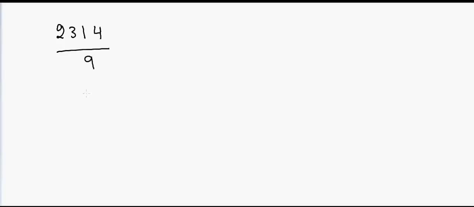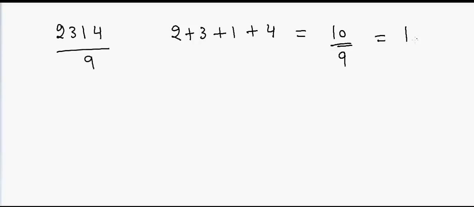In that case, what we will do is add all these 4 digits together. So 2 plus 3 plus 1 plus 4, that will give me 5, plus 1 is 6, plus 4 is 10. If you divide 10 by 9, you will get 1 as a remainder. So your remainder would be 1 in that case.